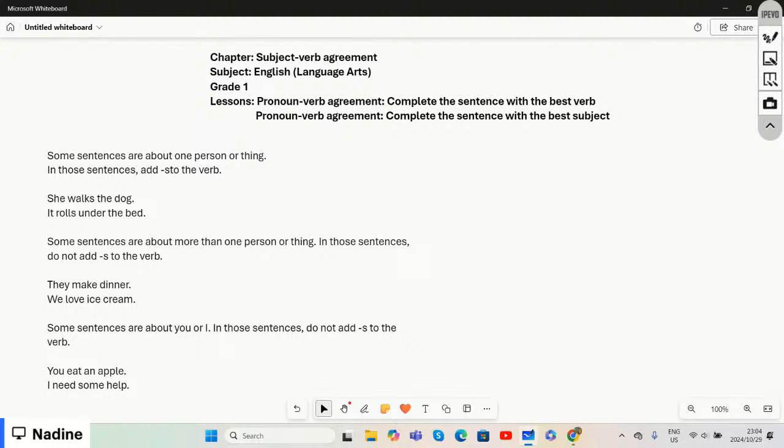The lessons that we are going to be focusing on under the chapter of subject verb agreement are pronoun verb agreement, where we need to complete the sentence with the base verb, and pronoun verb agreement, where we need to complete the sentence with the base subject. That's going to be our lessons for today.